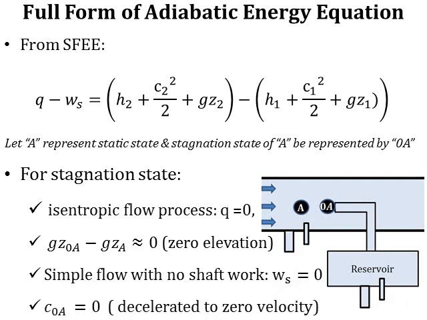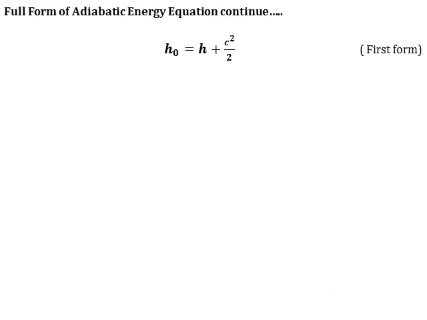The final velocity at the stagnation state is equal to 0 because the flow has to be decelerated to 0 velocity to obtain the stagnation condition. Applying all these to the steady flow energy equation, we obtain the adiabatic energy equation. Let us refer to this as the first form of adiabatic energy equation.